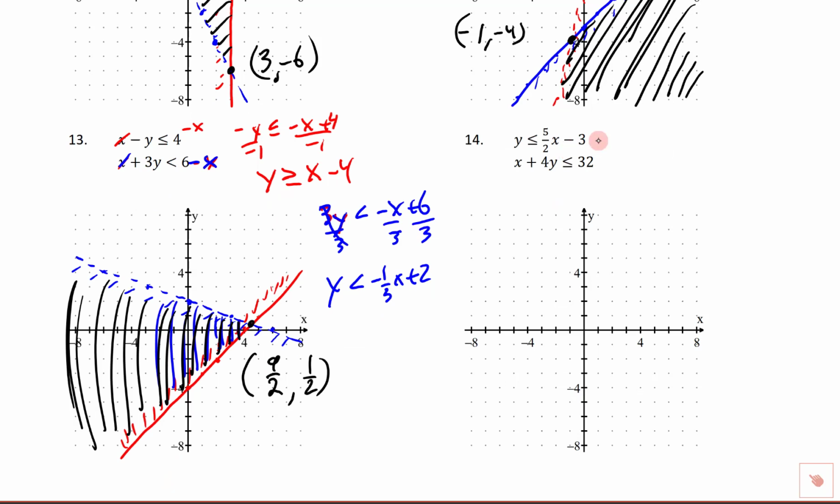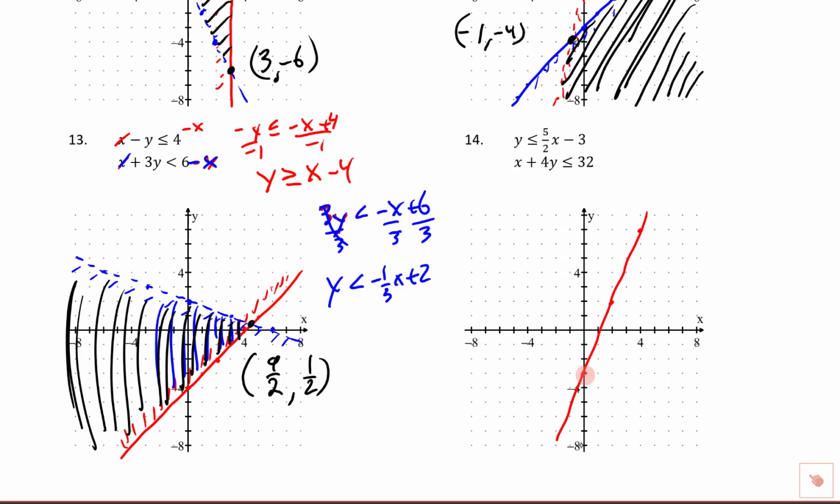On this one, it's already in slope-intercept form, so I'll go ahead and graph that one in red. This one crosses at -3, and the slope is 5/2. So we're going to go up 5 and then over 2. So we get to right there. And then let's see. Oh, I need to draw the line. So that is going to be a solid line like that.